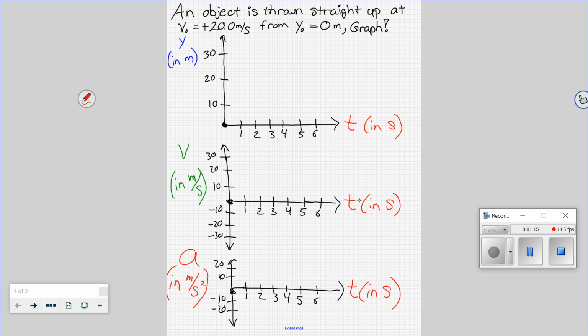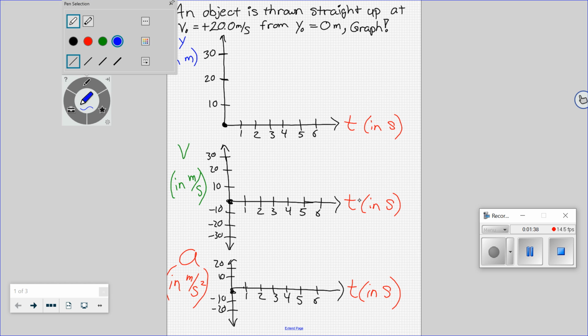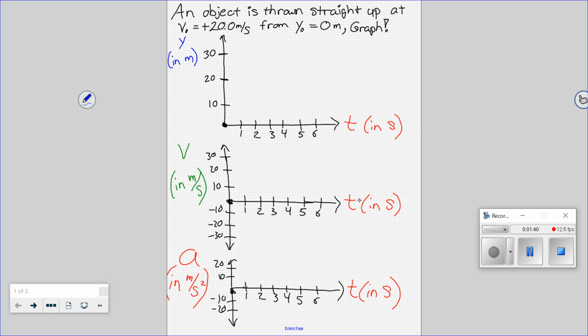Nothing silly, okay? If you throw an object straight up, what happens to its vertical position, y? We're going to graph that with respect to time, starting at y0 equals 0. And same thing with its velocity and its acceleration. Okay, so we'll just do these three graphs of the same motion, different quantities, and compare them. Okay, so first, vertical position.